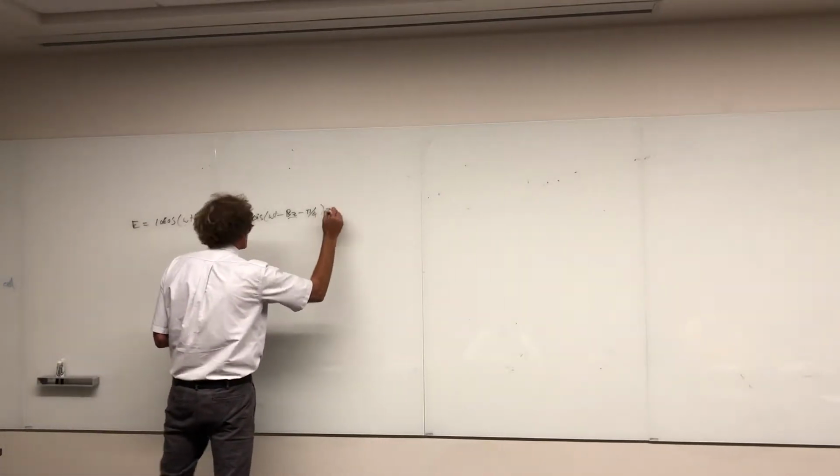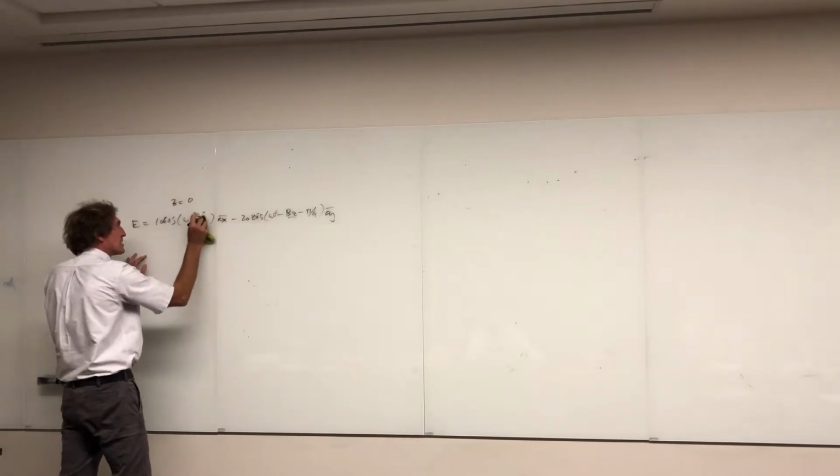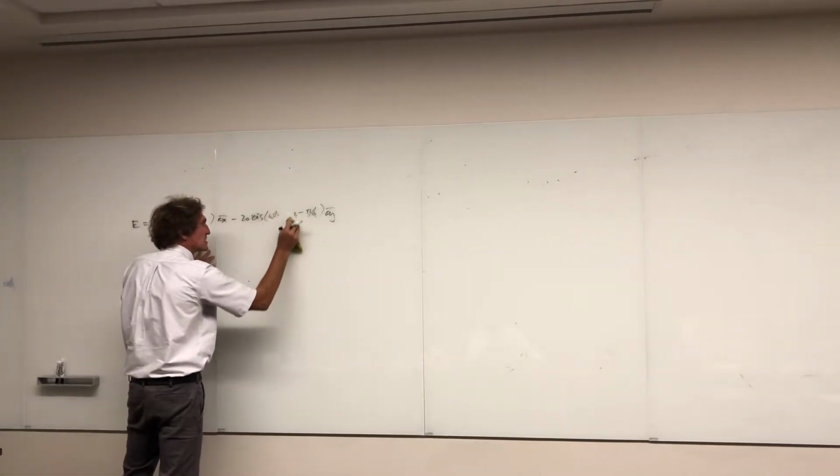All right, so right off the bat, when you're looking at this, let z be 0. That way, I get rid of this beta z. You don't like beta z if you don't need beta z.